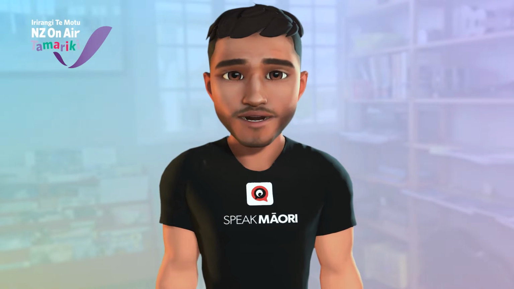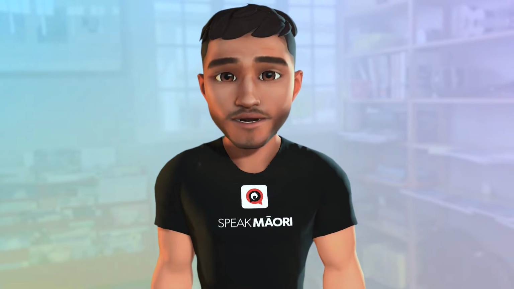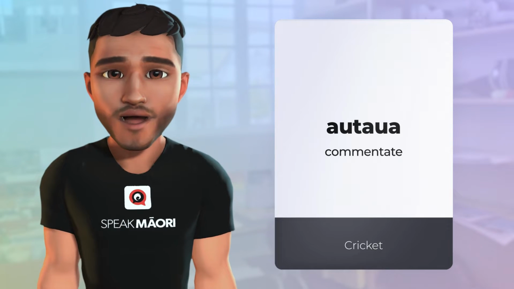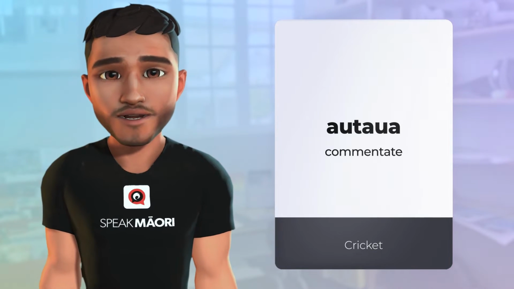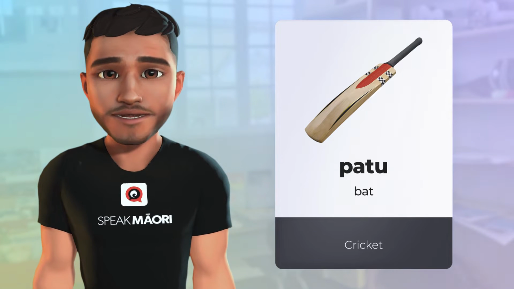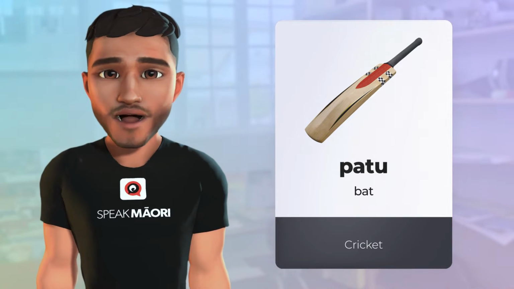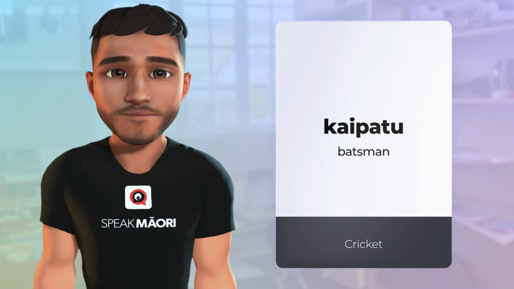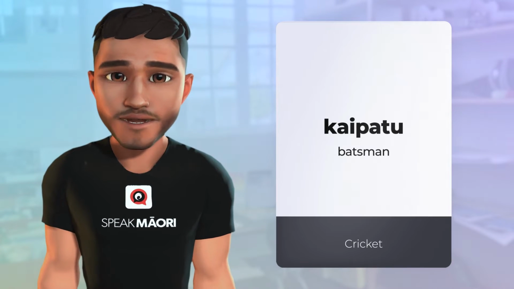Today we're going to learn some cricket terms in Te Reo Māori, which we call kirikiti. If you didn't know, I actually autaua or commentate cricket. A key word is patu or bat. This is one of the kaipatu or batsman's main pieces of equipment.